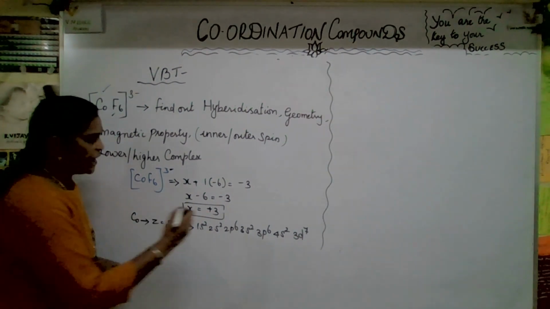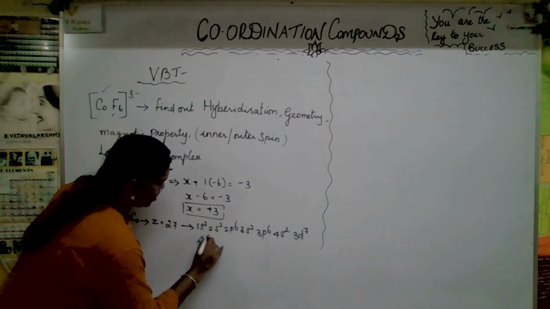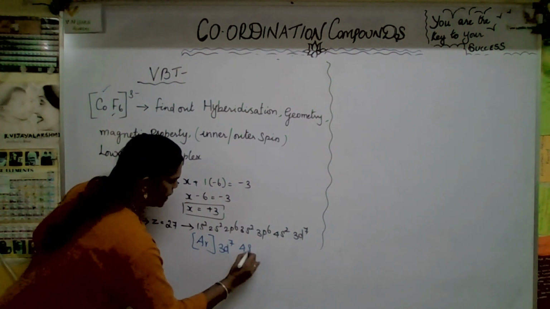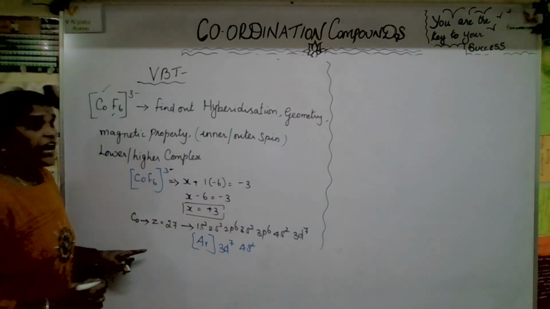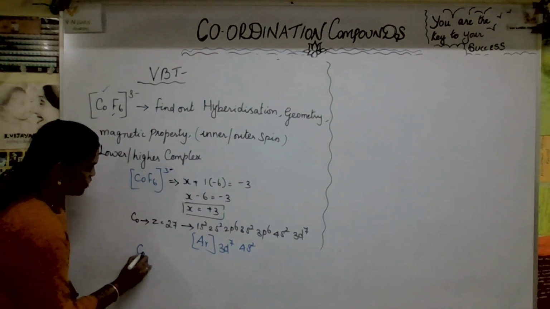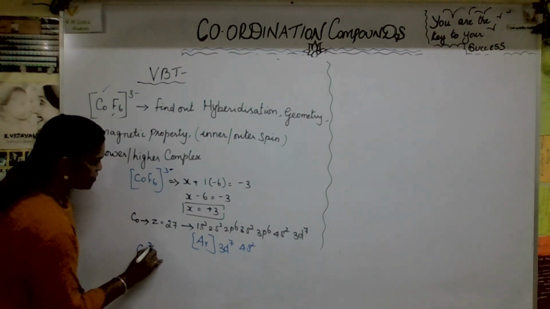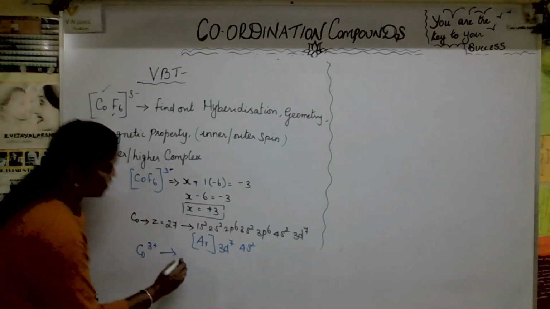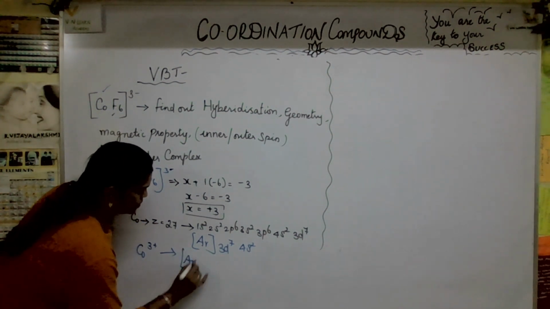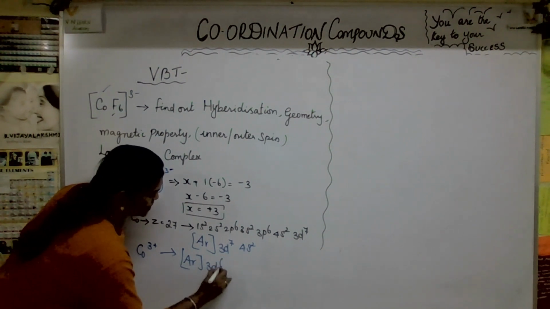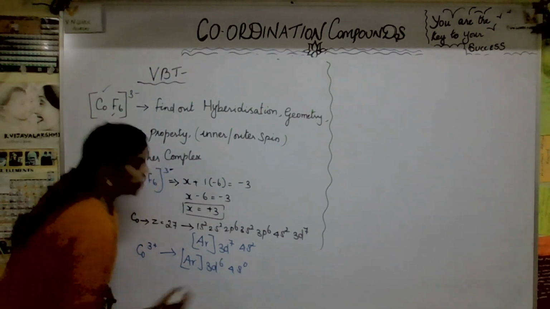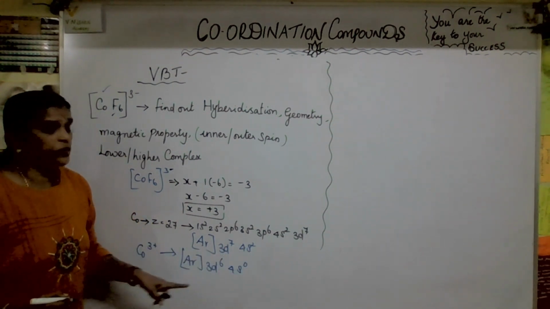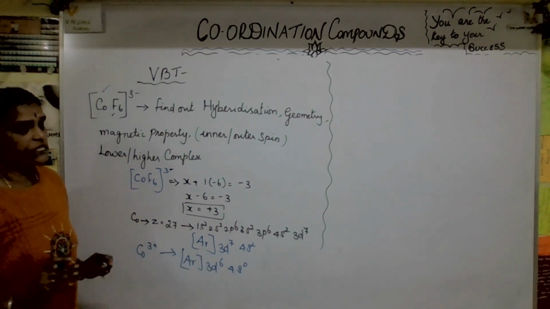Now let us write it shortly: argon 3d7, 4s2. Now in that oxidation state, cobalt is in 3 plus oxidation state. So we can remove those 3 electrons from the outermost orbitals. So that means argon 3d6 4s0, because it loses 3 electrons from the outermost orbitals. So 3d6 is available.